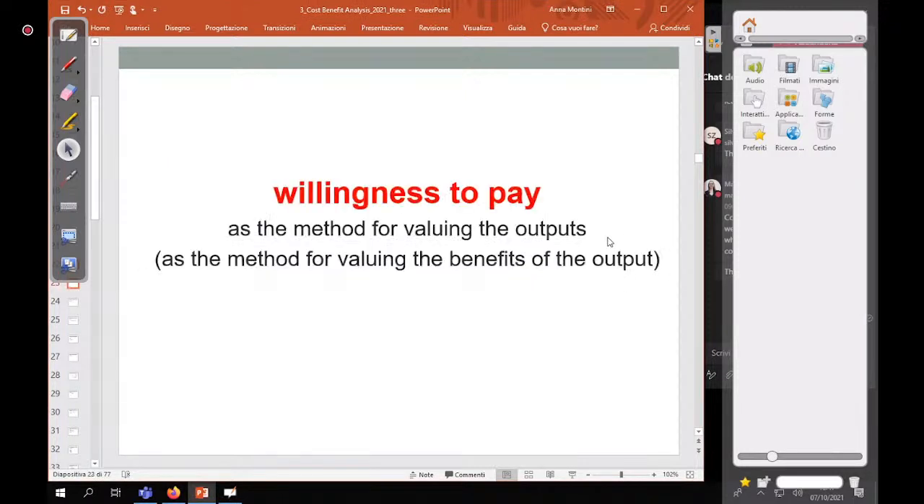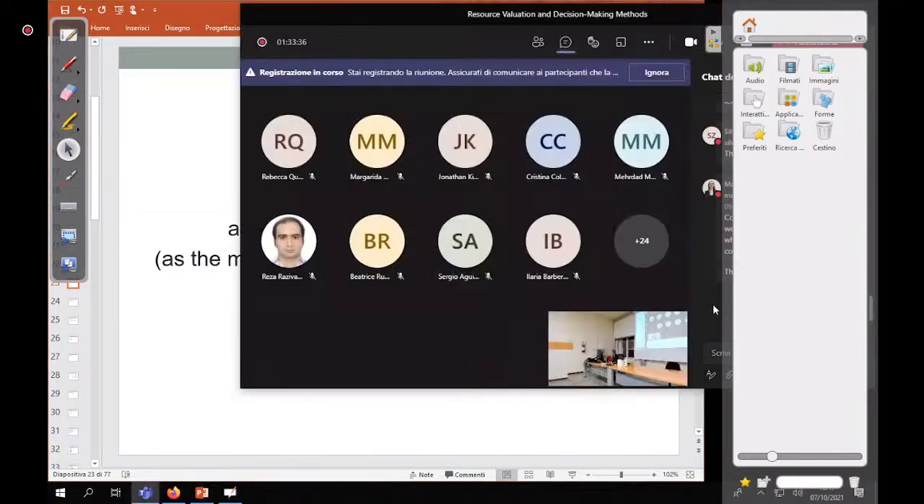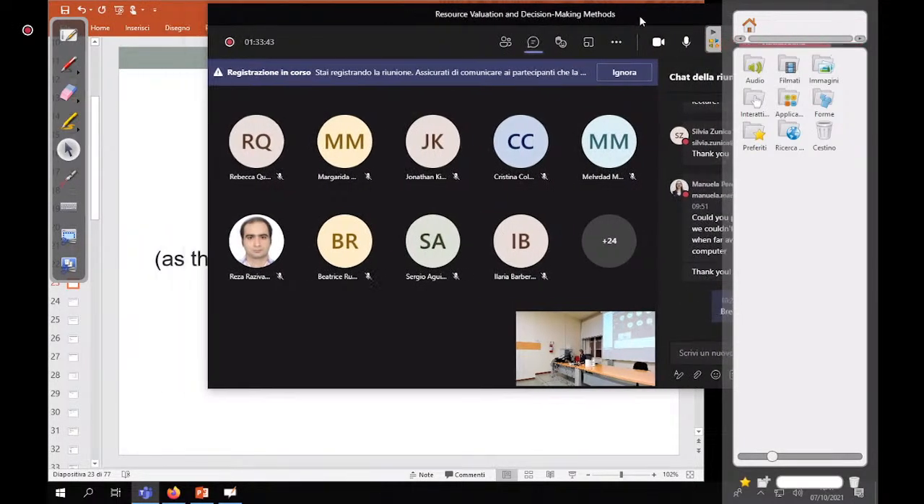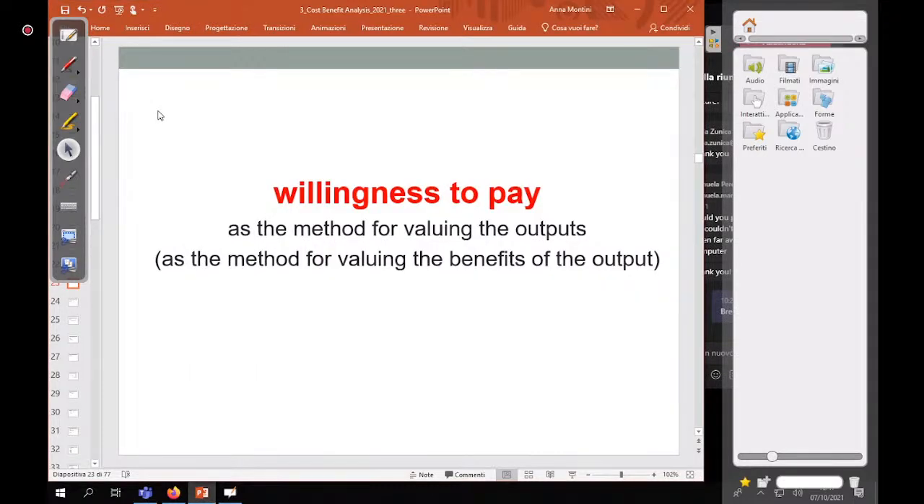I think that we can maintain the open board here. I will check if you write something on the chart. So let's now consider what is the main method to give a value to the outputs. So the method for valuing the benefits of the output.